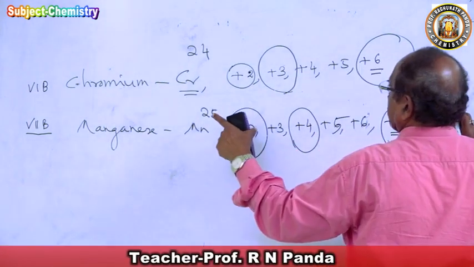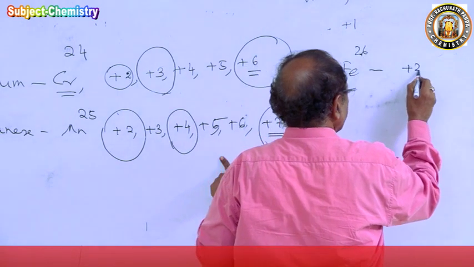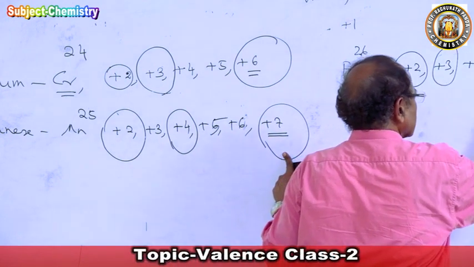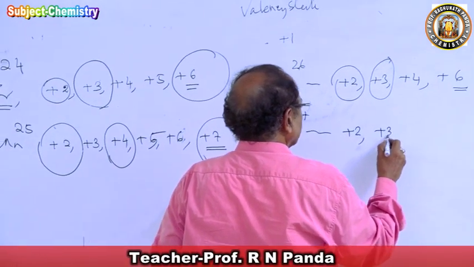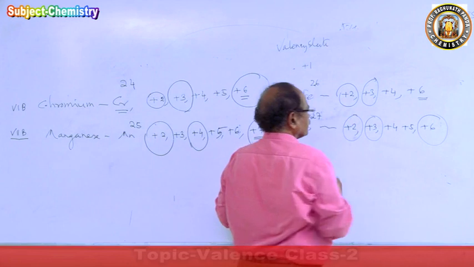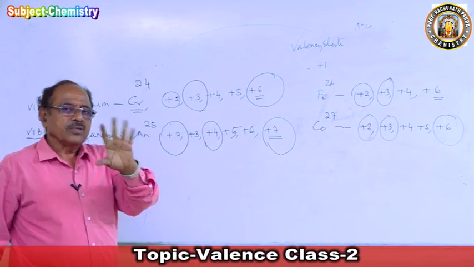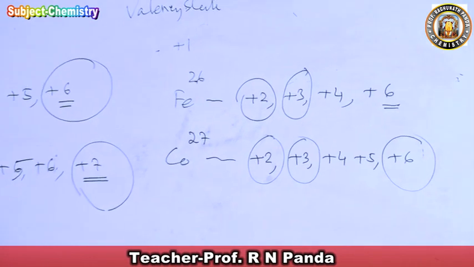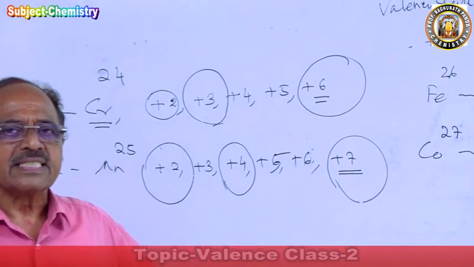Now iron. Iron, Fe, atomic number 26, exhibits plus 2, plus 3, plus 4, plus 6, but generally it exhibits plus 2 and plus 3 oxidation states. Cobalt, atomic number 27, exhibits plus 2, plus 3, plus 4, plus 5, plus 6, but generally plus 2 and plus 3. So don't get confused. Just try to understand that the elements belonging to the d block of the periodic table are called transition elements. They are highly electropositive metals, and they exhibit variable valency states.